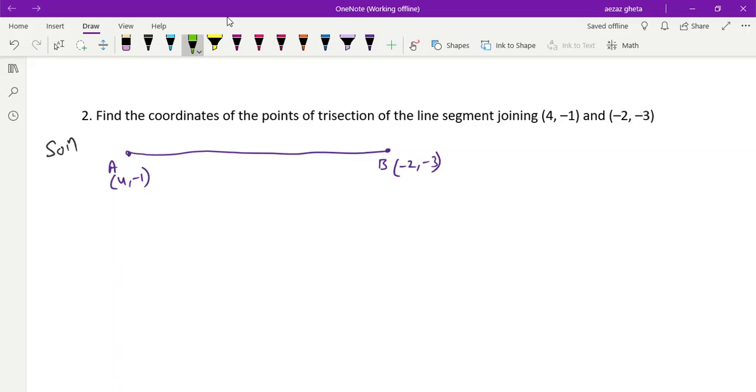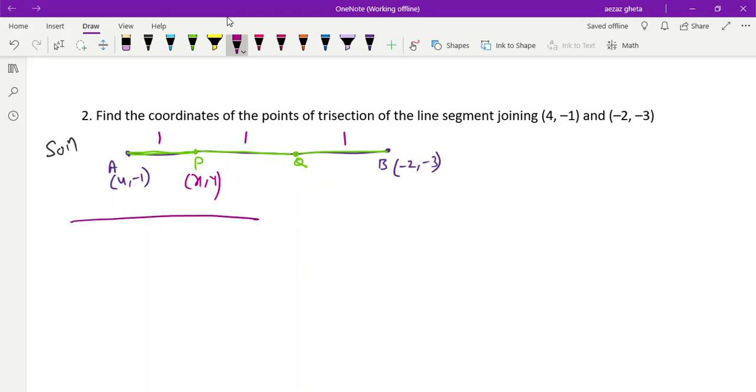And it is divided by trisection, meaning 3. A to P is one part, and then P to Q another, and Q to B the third part. Am I right? So as trisection means three equal parts, the ratio will be 1, 1, 1, remember. Okay. Now we want to find out, think it, P of (x, y).